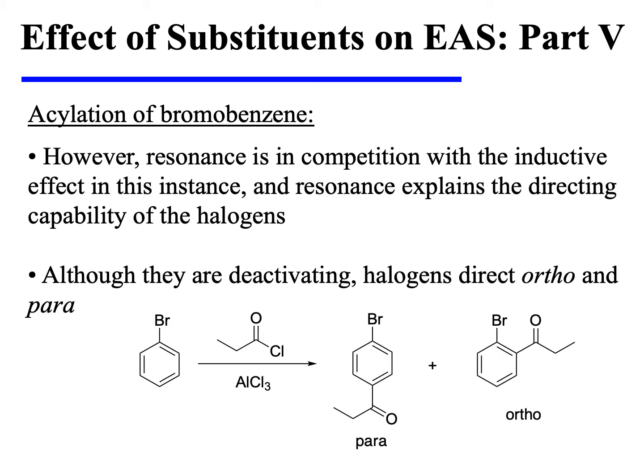However, resonance is in competition with the inductive effect in this instance, and resonance, it turns out, explains the directing capability of the halogens. Despite the fact that they are deactivating, halogens actually direct ortho and para. So you can see that the products of this reaction are the ortho and para regioisomers. Let's examine why that is the case.